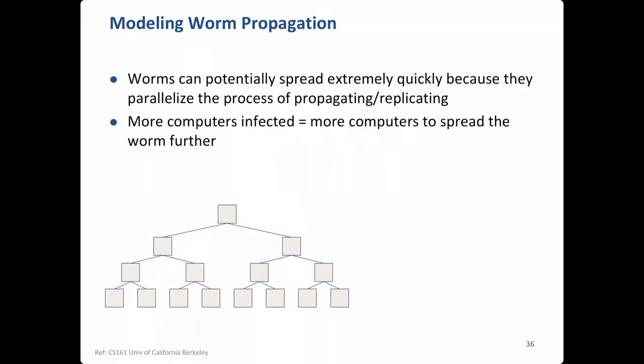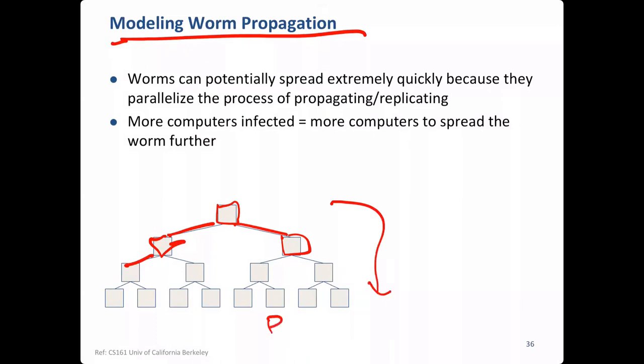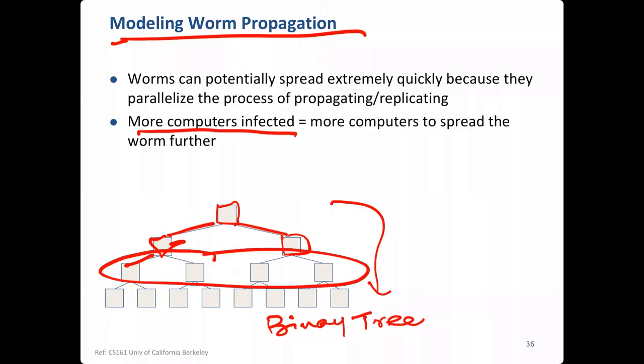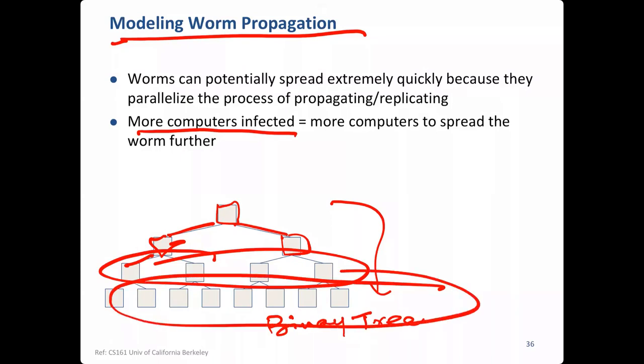So how do you model worm propagation? It can make multiple copies of itself, right? Initially one machine is infected, it can spread it to two machines, from two to four and so on. So it forms a binary tree. It can actually form any kind of tree, more than binary, ternary tree or whatever. And as more computers are infected, like now here four computers are infected, they can in turn infect a larger number of computers.